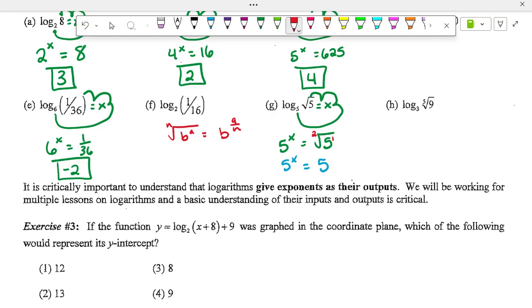So what's my a value equal to? 1. What's my n value equal to? So 1/2. So now the bases are gone. This is the same. x equals 1/2. You guys got to know how to do this.